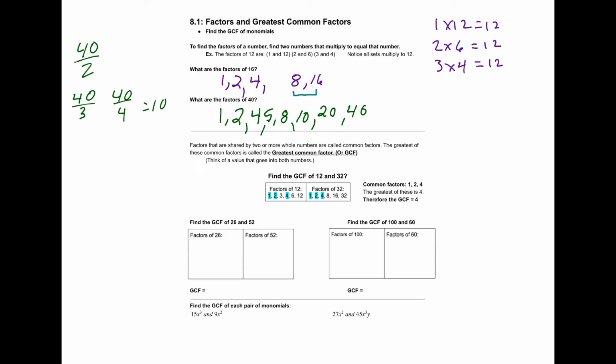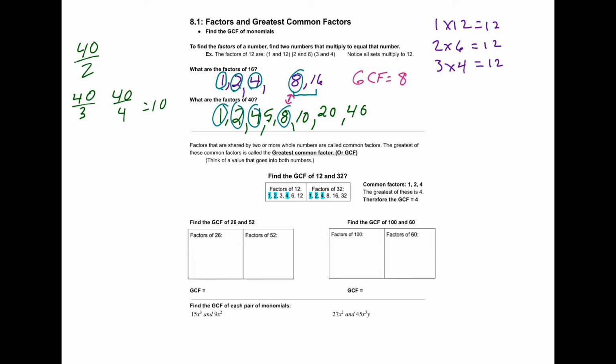So common factors then will be 1, 2, 4, right? They occur in both of these, as well as 8. So now if we're looking for the greatest common factor, which of those numbers between 1, 2, and 4 is the biggest number? And so our GCF would be 8, because 8's the biggest number here.